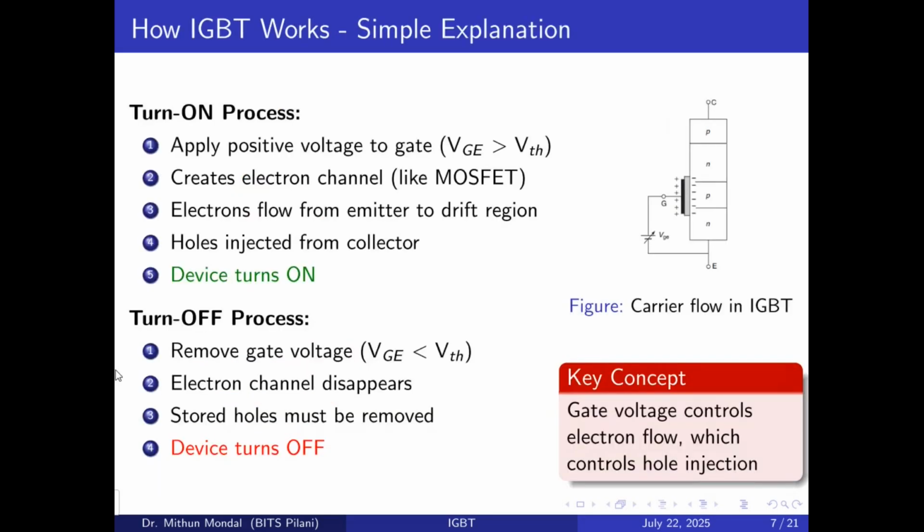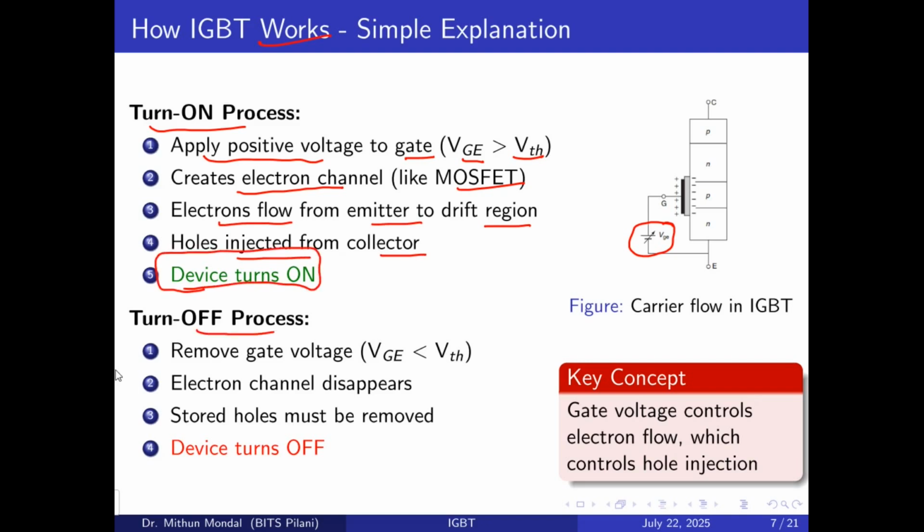Let us see the working principle of the IGBT. In the turn-on process, you apply a positive voltage to the gate. You can see here a source connected to the gate, where the gate-emitter voltage has to be more than the threshold voltage for current to flow. It will create an electron channel similar to the MOSFET. Electrons will flow from the emitter to the drift region, and holes will be injected from the collector. The device will be turned on.